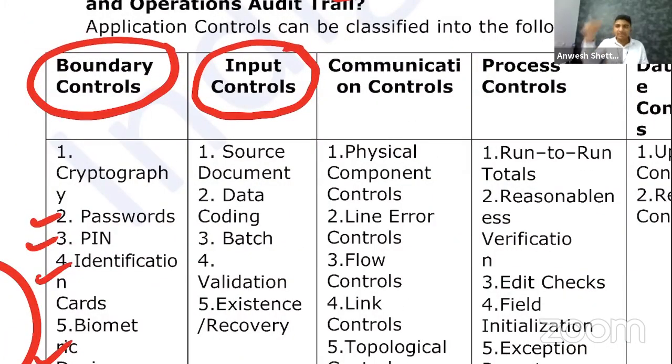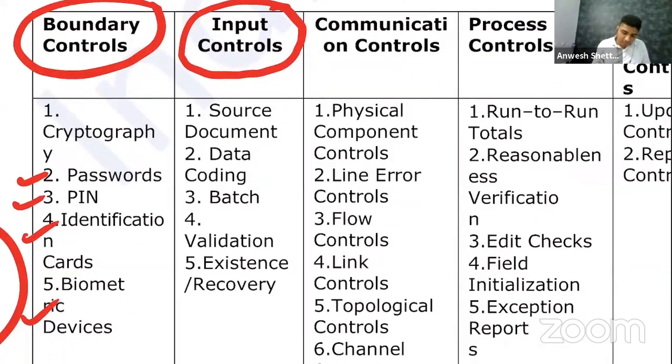So whenever you are entering something in the system, your system should be able to identify whether it is proper or not. So one is input control, which could include source document, data coding, batch control, validation, existence. So what are all these things, we will discuss. One question we will take up and we will discuss.